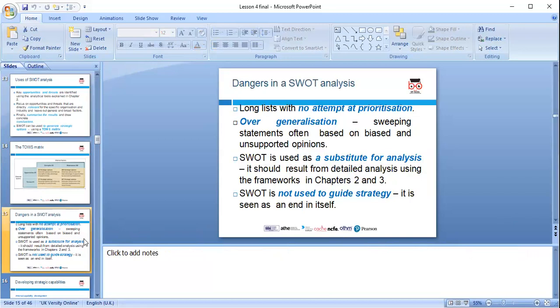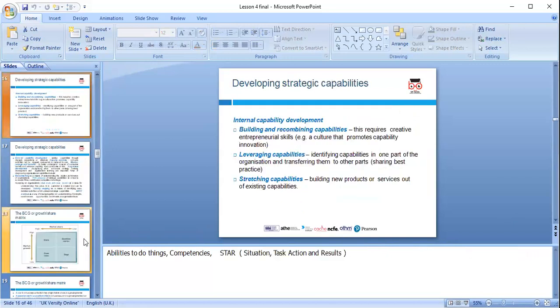Okay, so we can look around the long list, with no attempt to prioritize, but overall through the globalization and substitute analysis, we can develop the strategies accordingly. Any questions you have, please? No.